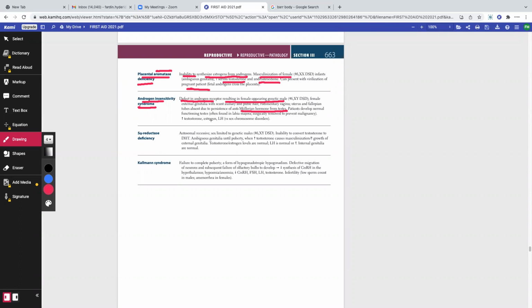So these patients develop normal functioning testis. So the testis that is produced is normal. And these patients can have increased testosterone and estrogen, but will they appear phenotypically as male or female? The answer is they will appear phenotypically as females. Okay, have I made myself clear? Yes or no? Now, next question.